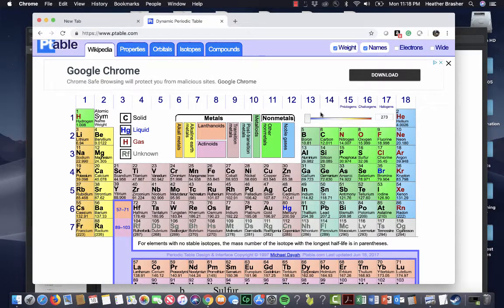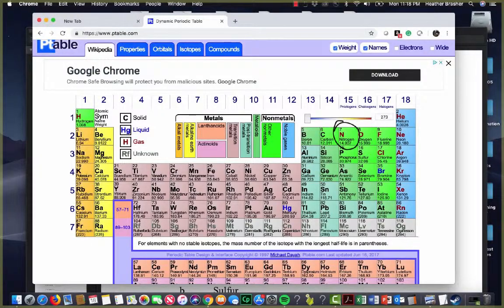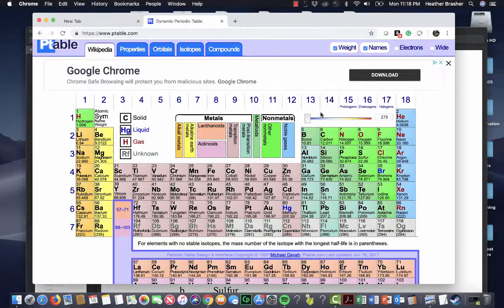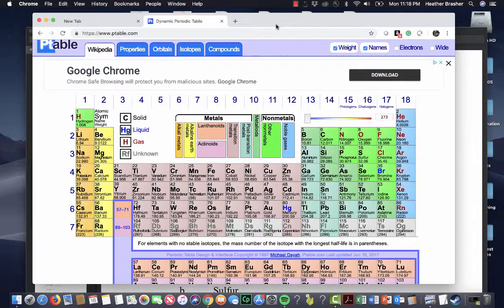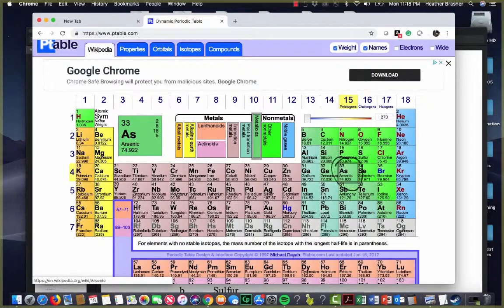Nitrogen, right there, again, nonmetal. Arsenic, right here, right? And that's what's considered a metalloid.